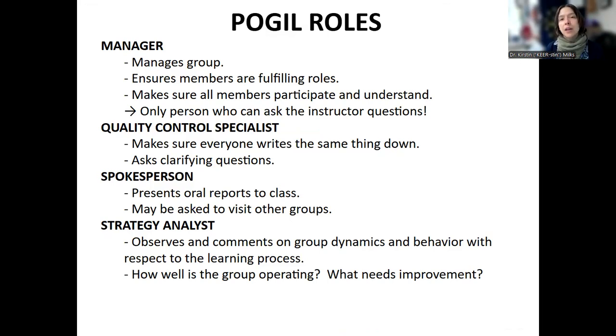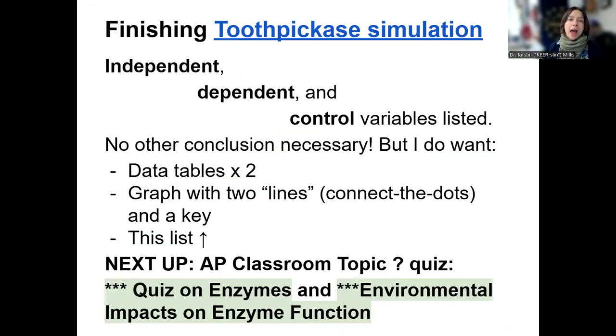So we worked through this assignment. Again, you're welcome to take a look at it. The extension questions are particularly rich for us, but they are not required. And so at the end of class, we finished the toothpick ace simulation with the independent, dependent, and some control variables listed. No other conclusion is necessary for this, but I do want to see two data tables, one graph with two lines where you've connected the dots and a key, and then the list of variables. Outside of class, if you don't finish them, making sure you've worked through that quiz on enzymes and that quiz on environmental impacts on enzyme function.